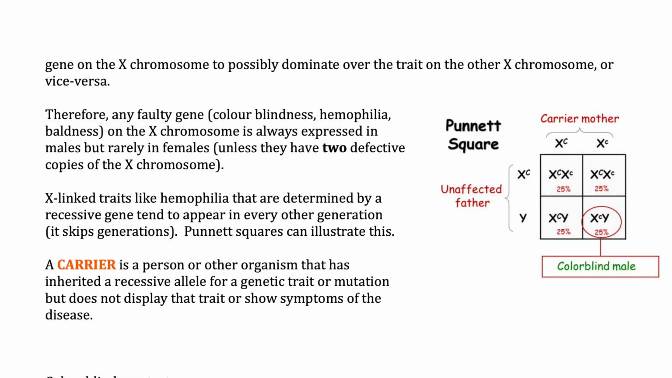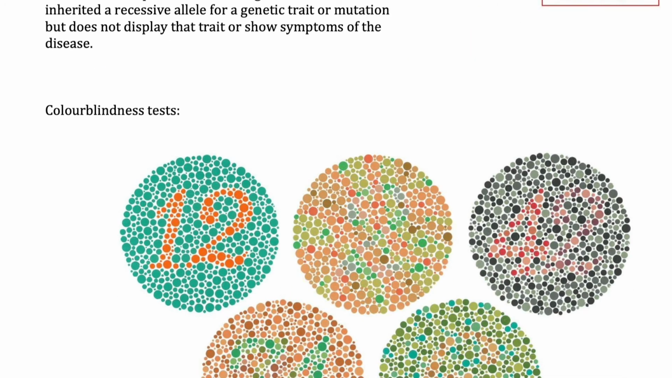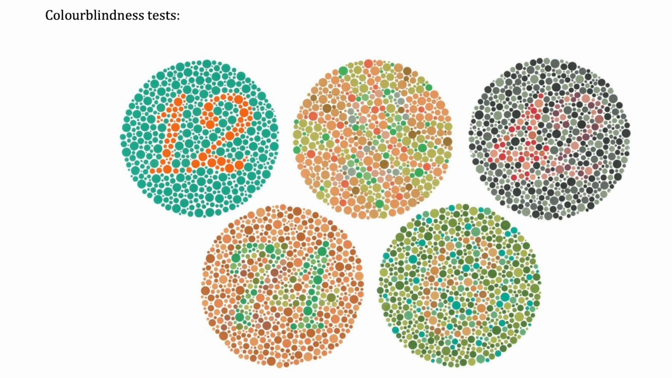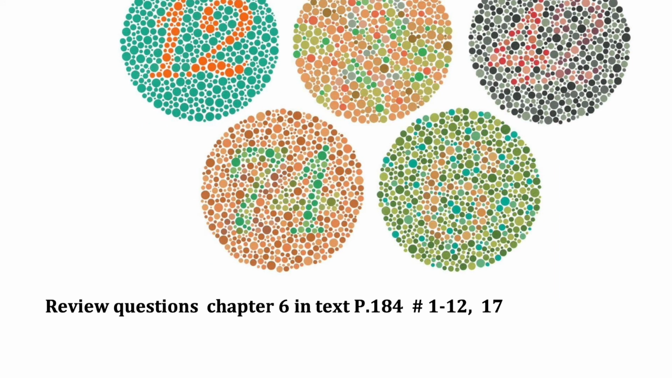A carrier is a person or other organism that has inherited a recessive allele for a genetic trait or mutation, but does not display that trait or show symptoms of the disease. So you can see this colorblindness test, which I utterly fail every single one of them. But you can see that green one, that's like a little benchmark one. That's 12, and then I think that's a little 2 in there. And I just see a bunch of jumbles of colors for the other one.